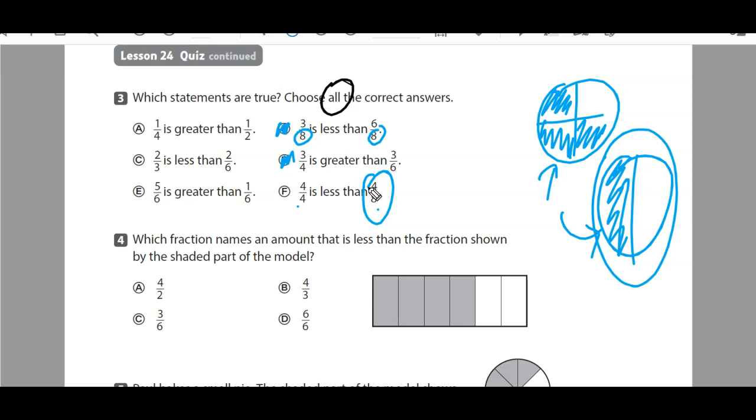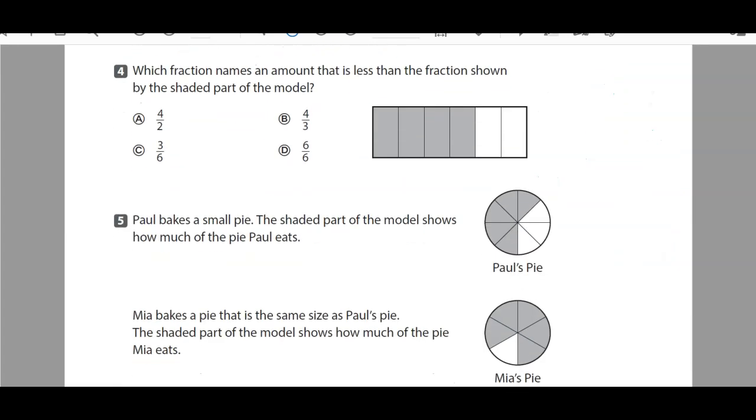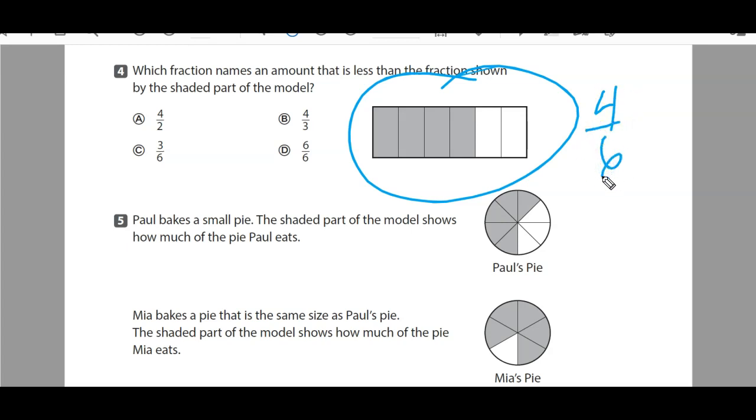Is 5/6 greater than 1/6? Yes. Again, denominators are the same, so is 5 greater than the 1? Yes. Which fraction names an amount that is less than the fraction shown by the shaded part? So, what's the fraction for that right there? 4/6. So which of these fractions is less than this? 3/6. Yes. Because this is equal to one and one third. This is equal to 2, because 4 divided by 2 is 2.